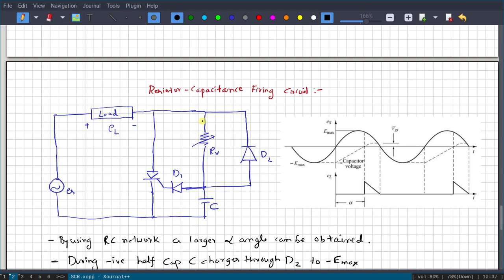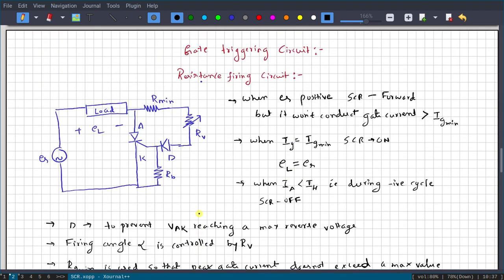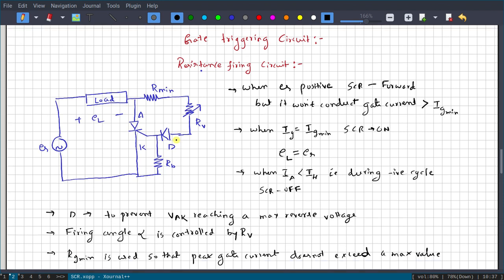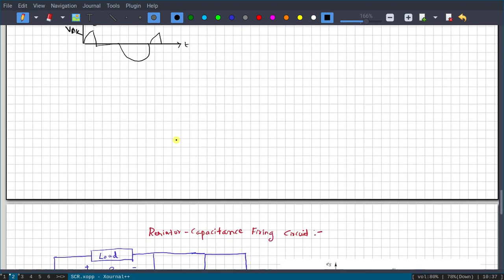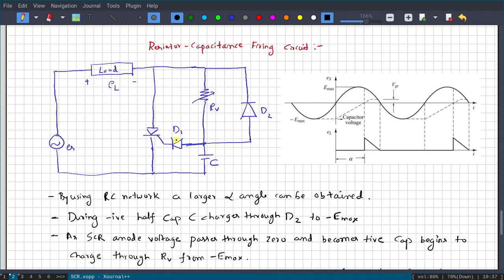So here, the components you observe are a source voltage ES, a load, and the voltage across the load is EL. You have an SCR, two diodes D1 and D2, and one variable resistor and a capacitor. If you compare this circuit diagram with the previous one, what are the changes? We have RB replaced by a capacitor, and one more diode is used. That is the change we observe in the resistor capacitance firing circuit.